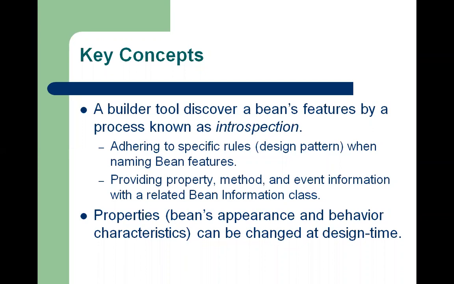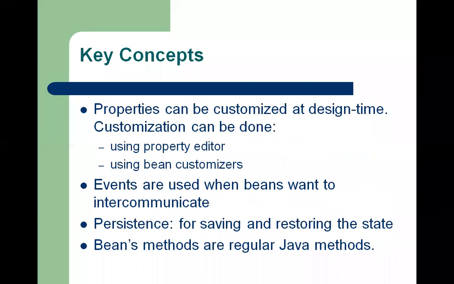Properties: bean appearance and behavioral characteristics can be changed at design time. Properties can be customized at design time. Customization can be done using the property sheet or the bean customizer. We have all gone through this; I'm just revising as a base towards EJB. Events are used when beans want to intercommunicate.